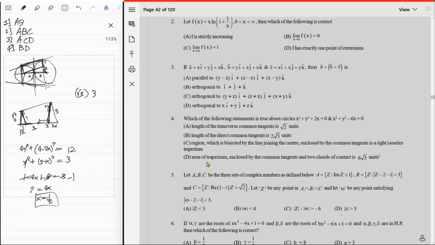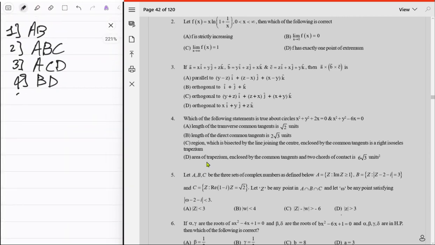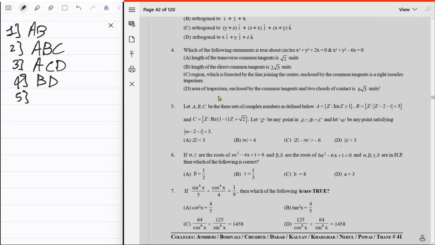Fifth. I went quite slow here. Let A, B, C be the three sets of complex numbers defined as below. A is Z such that the imaginary value of Z is greater than or equal to 1. B is Z such that Z minus 2 minus i, okay, so like 2 comma i and then circle 3 whole. And C equal to Z such that real of 1 minus Z, whatever it is. Let Z be any point in A intersection B intersection C, and let omega be any point satisfying this less than 3. Okay, meaning inside this basically. Fine. So with respect to 2 comma i, do everything, right.